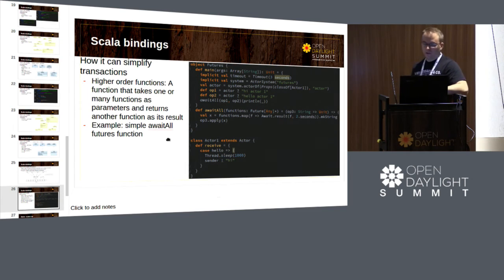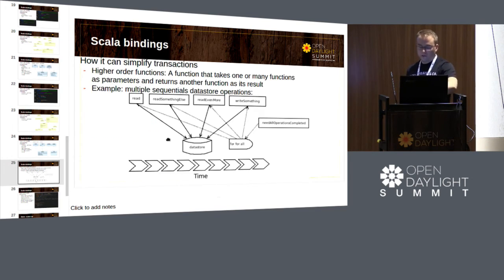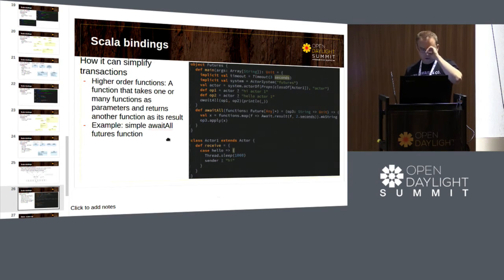This is just a simple example of this, basically. In this case we have await all, which is a function that takes one or many functions and returns a function as its result. So it's a higher order function. And so we define two functions.